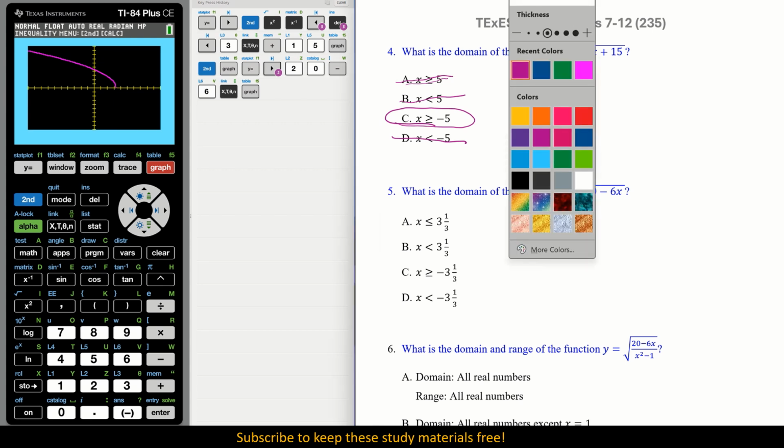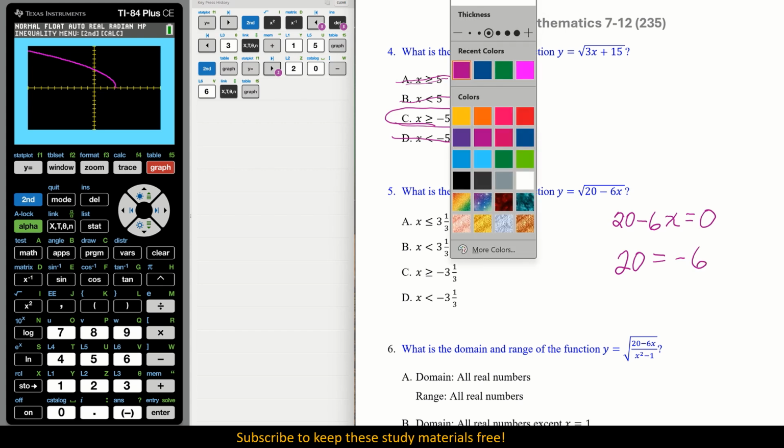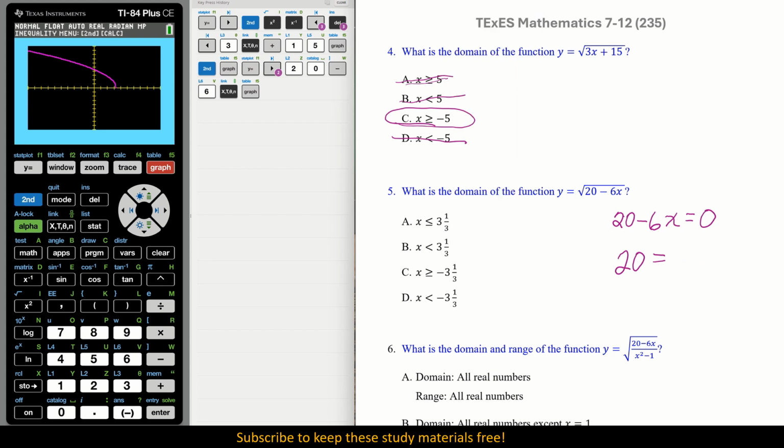Well, if we pull out here, sorry about that. If we pull out 20 minus 6x equals that 0, and this is what we're going to have, 20 equals, oh, that's just 6x because I moved it over. 6x, and we divide by 6. That's really what we're doing.